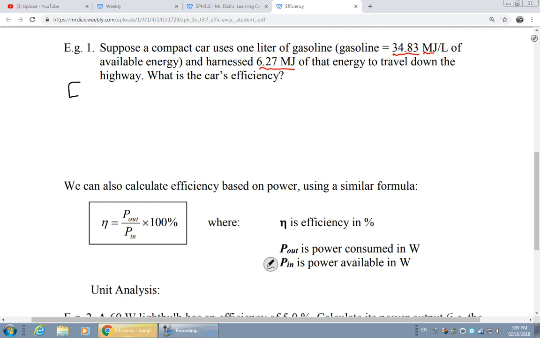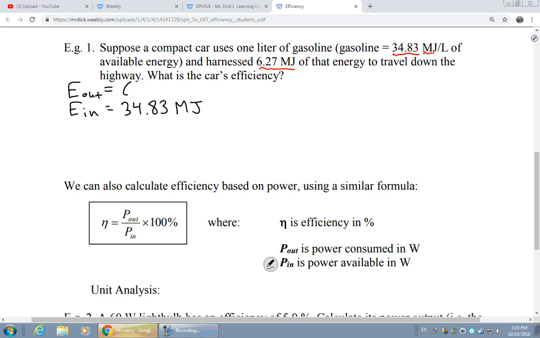The key with these questions is figuring out the difference between energy out and energy in. We said that the gasoline was what was being pumped in, and that gives us our available energy to start with. So it's the gasoline energy that would be our E in. I'm going to fill that one in first, the 34.83. I'll leave it for now as megajoules. Remember, if I wanted to, I could convert that to joules, but I'm going to leave it as megajoules for now and show you why in this case that's okay.